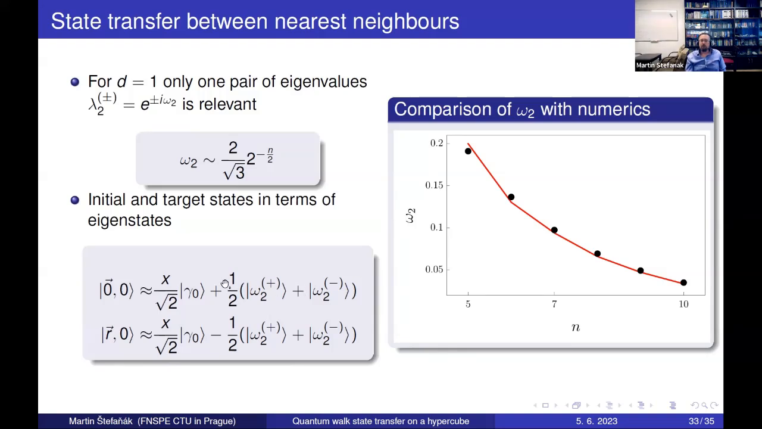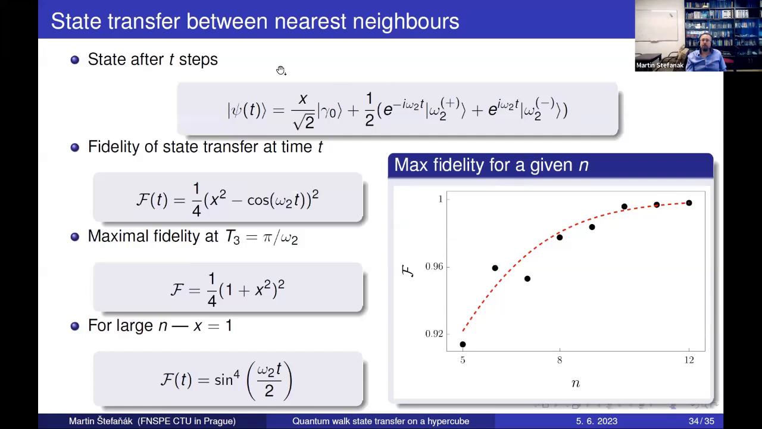So to say, here the approximate invariant subspace is just three-dimensional. We have a stable state that corresponds to eigenvalue 1, which does not change, it's gamma 0, and then two eigenstates corresponding to this complex conjugated pair. So we have one stable state and then rotation in one plane. And if you look at how the state looks after these steps, something like this, you can then calculate the fidelity of state transfer at time t.